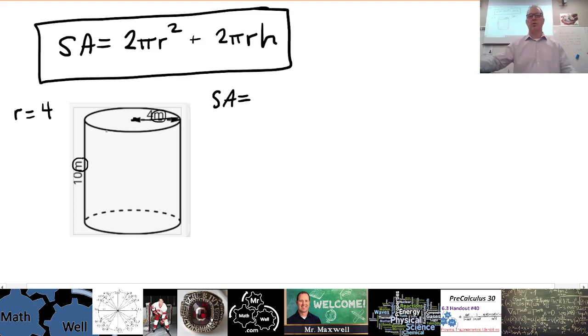We have to have them the same units. If they're different units, you need to convert. If one was centimeters, let's say, and one was meters, you'd have to make sure they're both in the same units. And what is the height then? The height is 10. Very good.